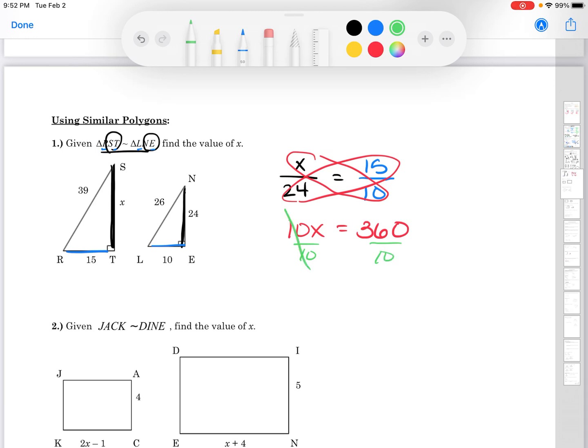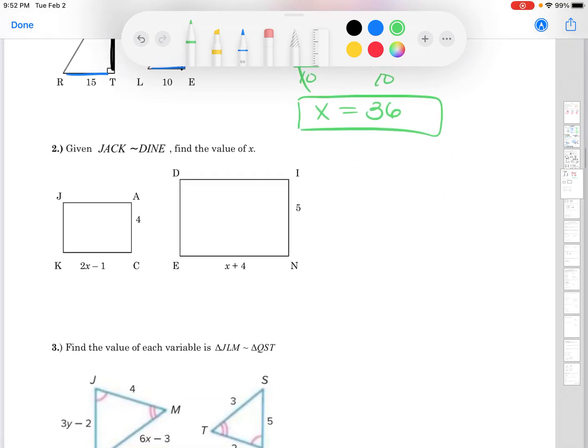And we're going to get that x is equal to 36. All right, let's take a look at the next one. So JACK is similar to DINE, and we want to find x. Same kind of concept here.